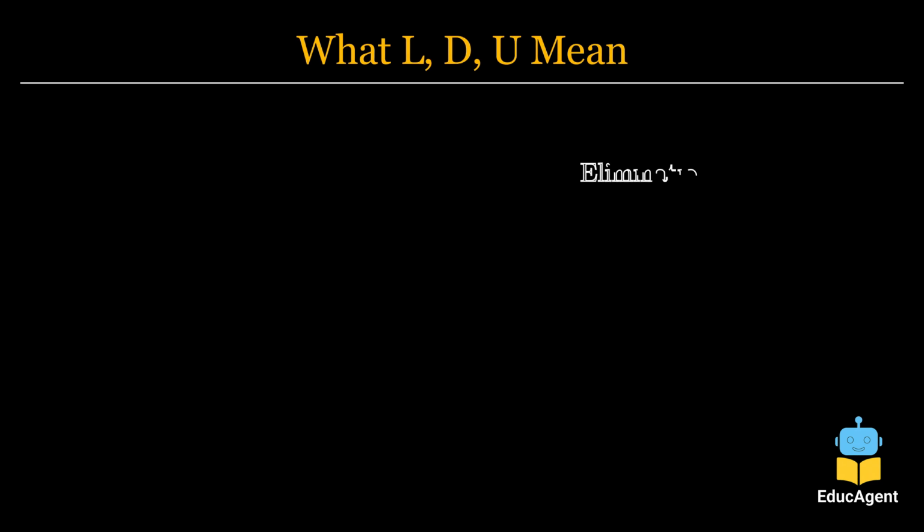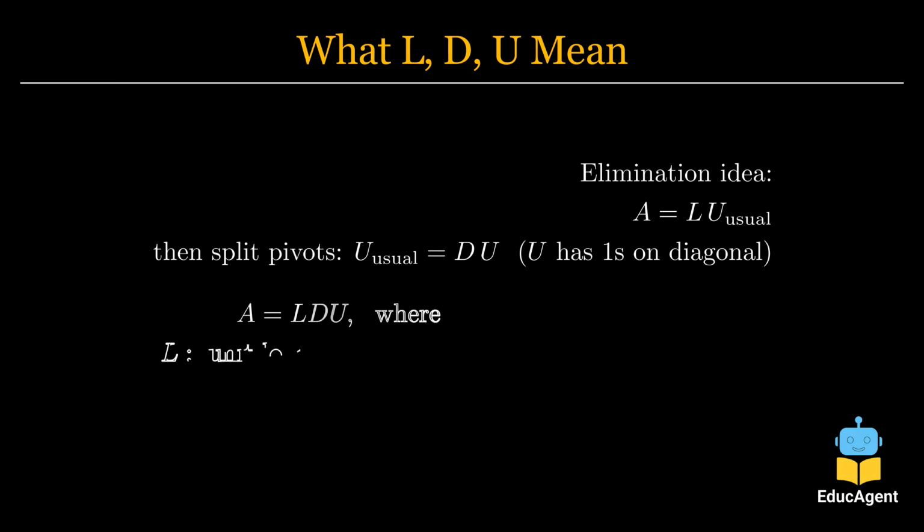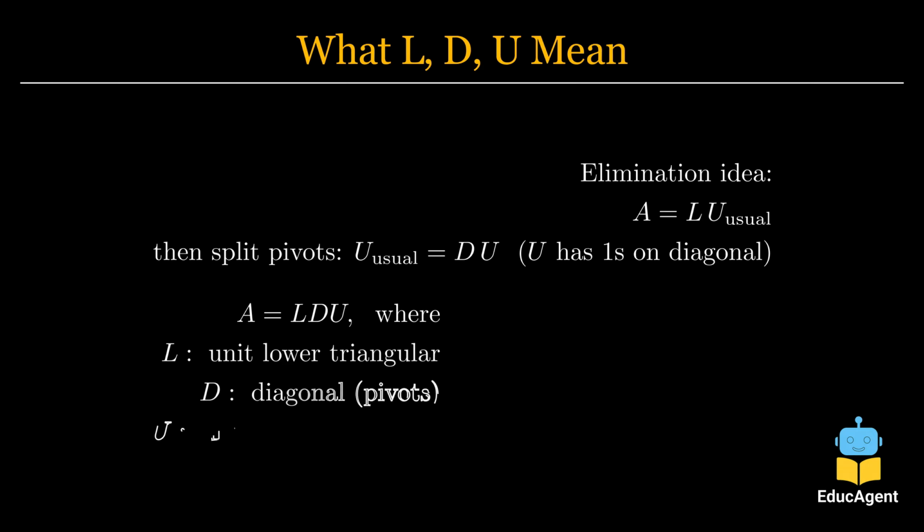Elimination stores its multipliers in a lower triangular matrix L, and produces an upper triangular matrix U. Then we pull the pivot entries out into a diagonal matrix D, leaving a new U with ones on the diagonal. So L carries the multipliers, D carries the pivots, and U is the remaining upper triangular part, scaled to have ones on its diagonal.